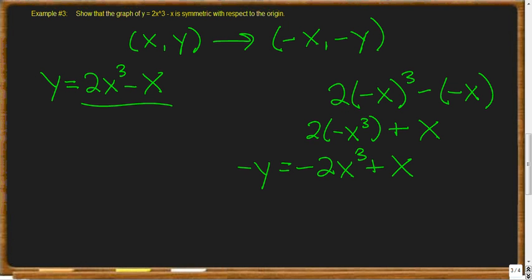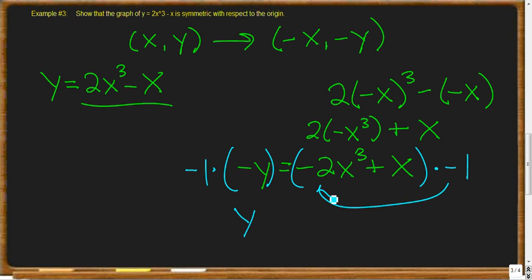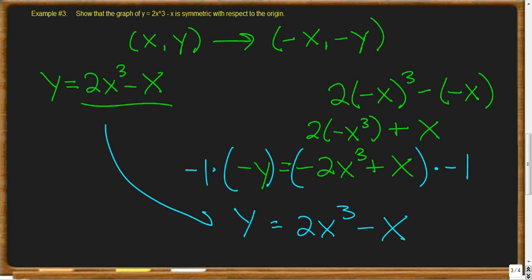You can confirm this by multiplying each of these by negative 1. I would get negative 1 times negative y is y, and negative 1 times this would give me a 2x cubed, and negative 1 times this would give me a negative x. So the fact that these two match, because each of these is negative, tells me that this has symmetry with respect to the origin.